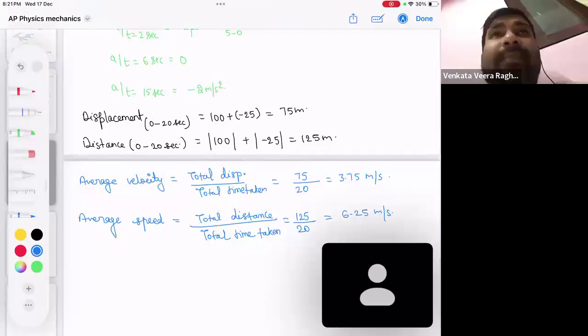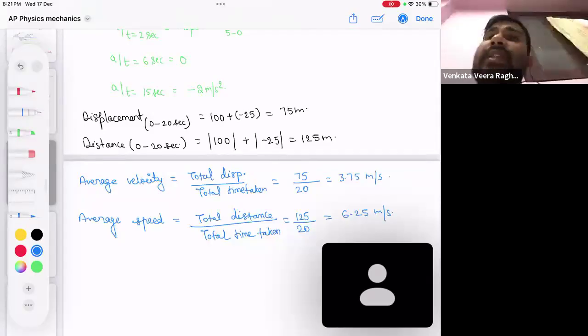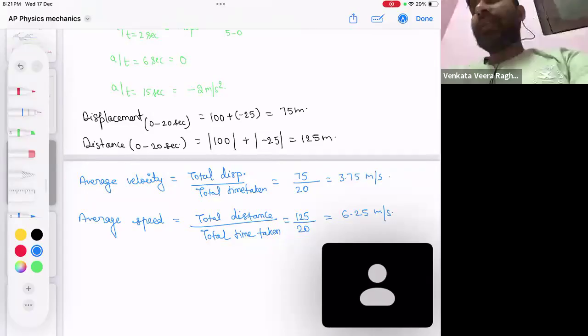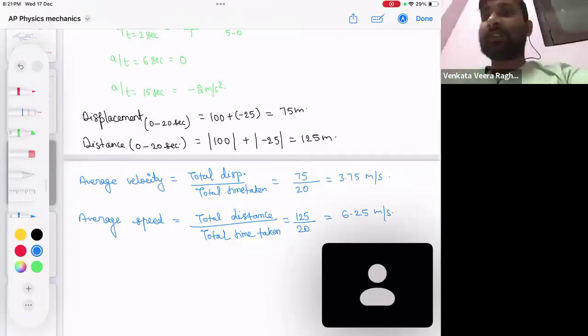So please tell me, with the help of graph, either the slope is something important from the graph or the area of the graph is important.